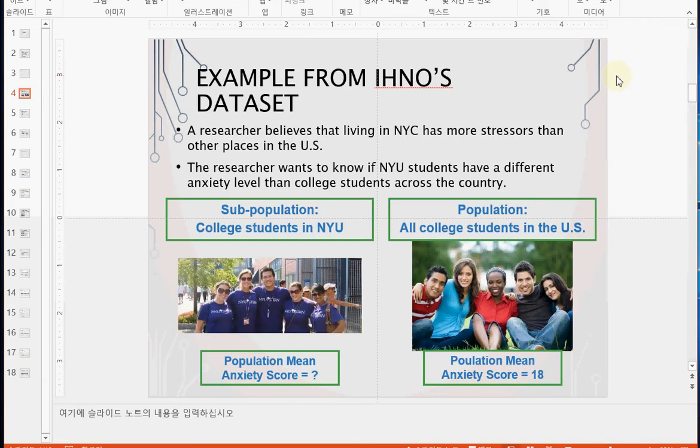Here's the example. A researcher believes that living in NYC has more stressors than other places in the US. So he wants to know if NYU students have a different anxiety level than college students across the country. The population mean anxiety score here is given as 18. But notice that we have no idea about the population standard deviation of anxiety score. So it's good to go with the one sample t-test.